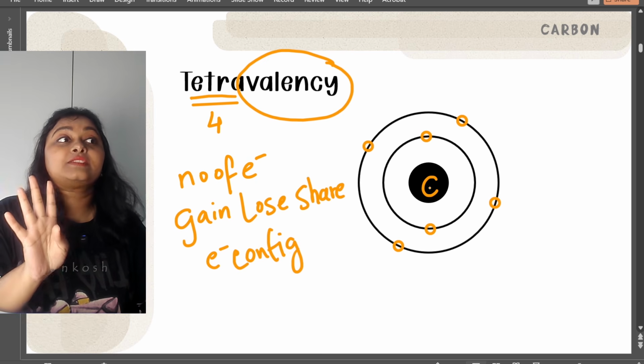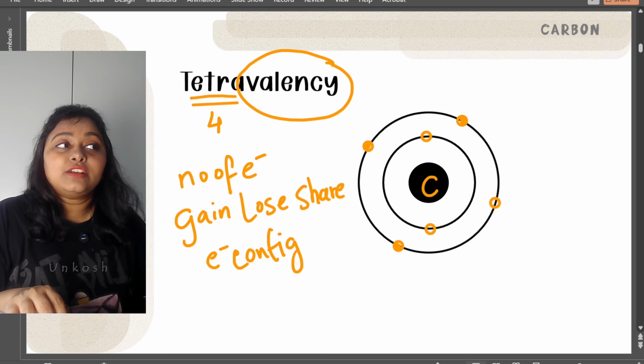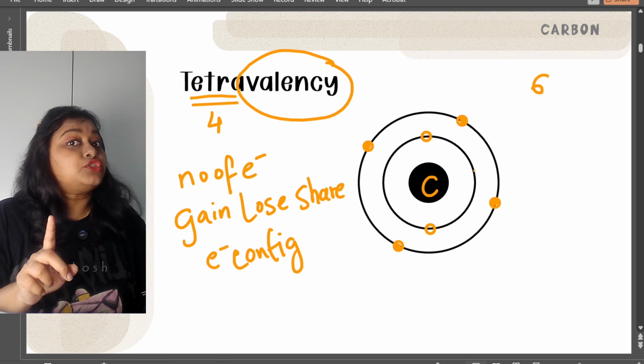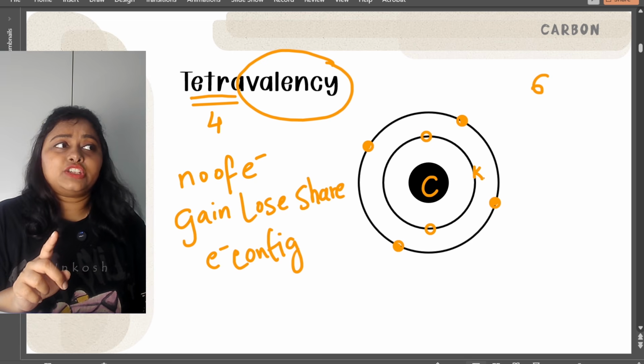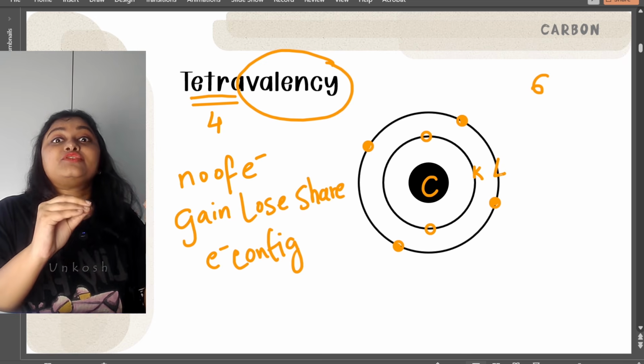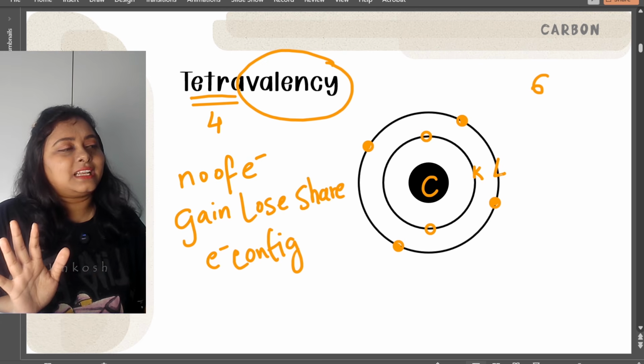It means it has got 4 electrons as valence electrons in its outermost shell, right? So there are 4 electrons. Carbon is totally having 6 electrons, right? The first 2 electrons will be placed in the K shell, and the next 4 electrons will be placed in the L shell. We have seen distribution of electrons around carbon nucleus in previous class, right?